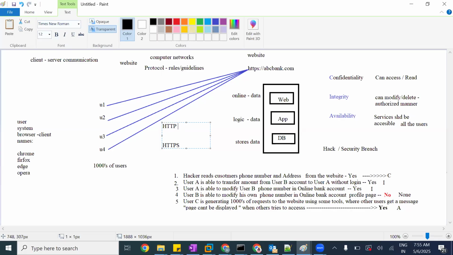HTTP stands for Hypertext Transfer Protocol. Very simple concept, very easy, but very important. You guys need to always remember these concepts. Hypertext Transfer Protocol. HTTPS stands for Hypertext Transfer Protocol Secure. Among these two, which one is a secure protocol? HTTP or HTTPS?